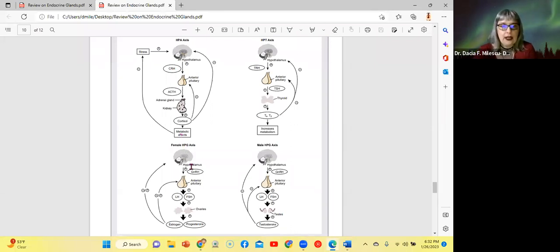leads to diabetes. Here we have GnRH, gonadotropin releasing hormone, which stimulates the anterior pituitary to release LH and FSH, and we have ovaries. And as you know, LH is going to stimulate estrogen, FSH is going to stimulate progesterone.